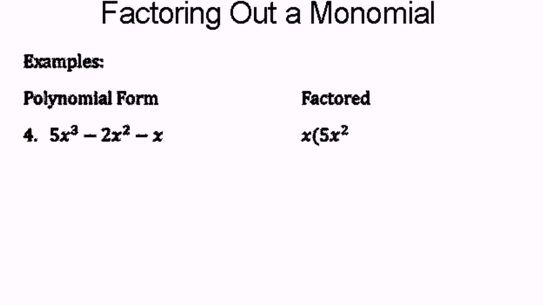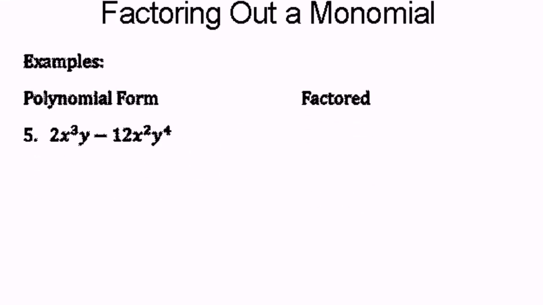Then divide each term. 5x cubed divided by x is 5x squared. Negative 2x squared divided by x is negative 2x. And negative x divided by x is 1. Because any number, when you divide the same numerator and denominator, the answer is 1. So therefore, that will be our answer.